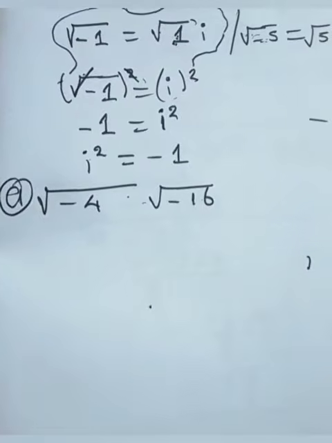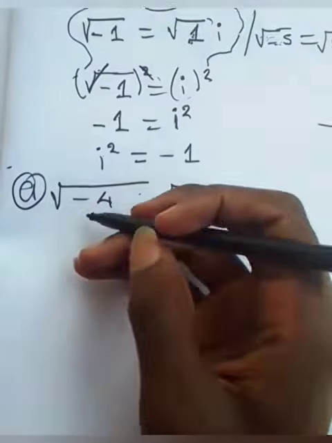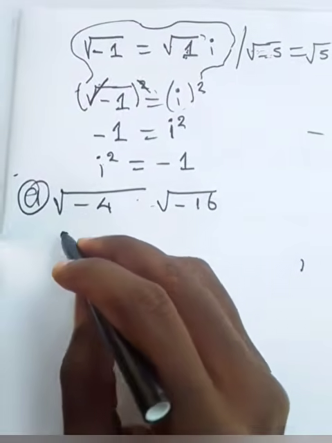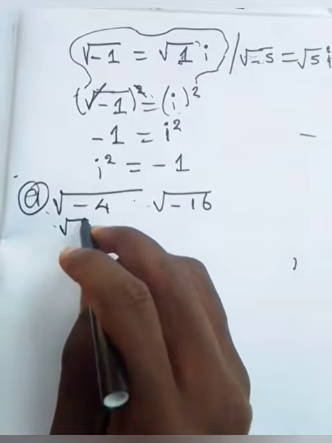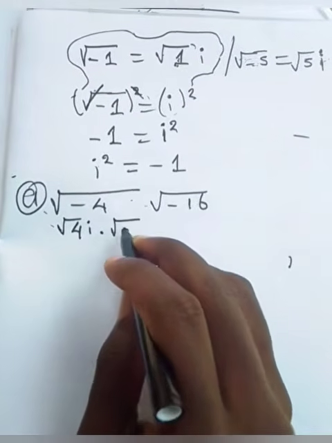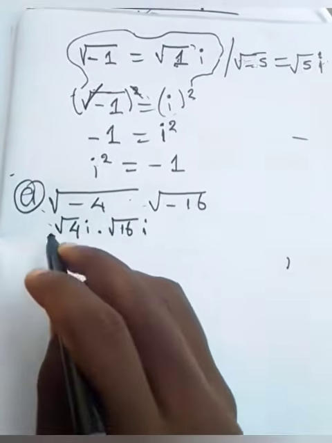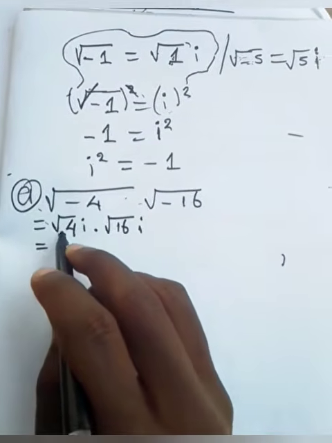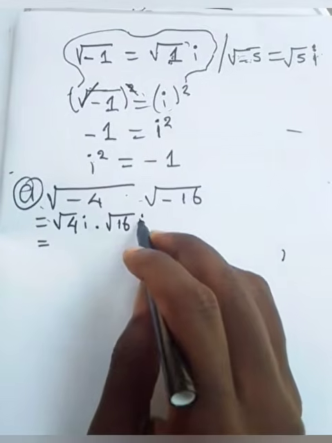Okay. So, let's apply the concept that I initially showed you. As long as we have a negative under the root, we can also write this as square root of 4i times square root of 16i. Have you seen? So now that we have gotten rid of the negatives, we can apply the concepts that we know. So we've remained with the square root of 4.